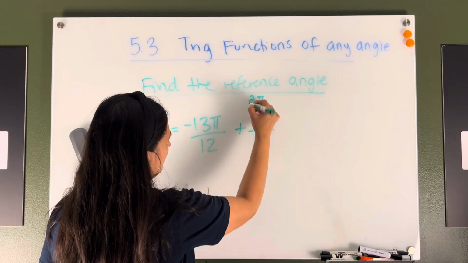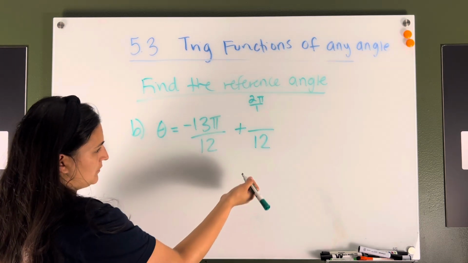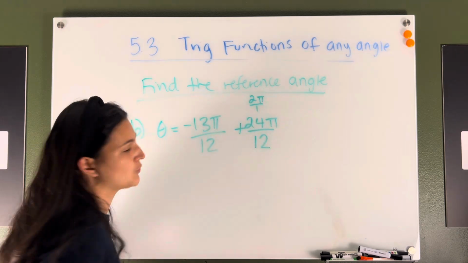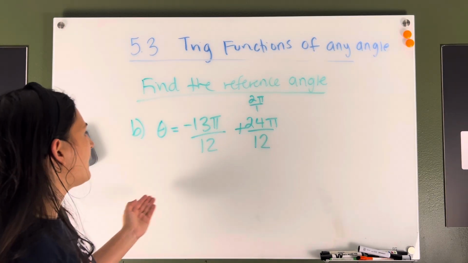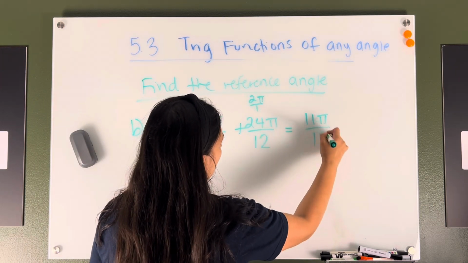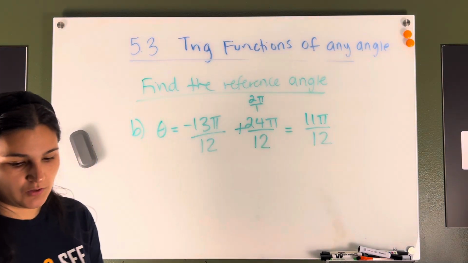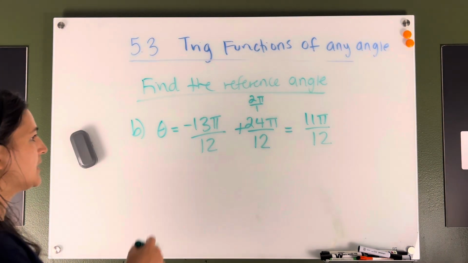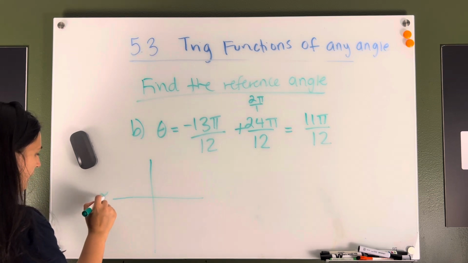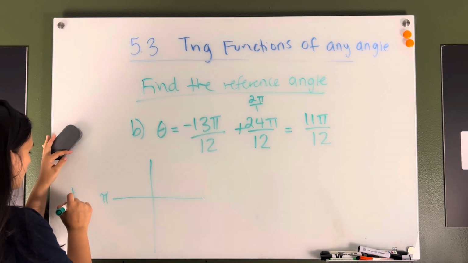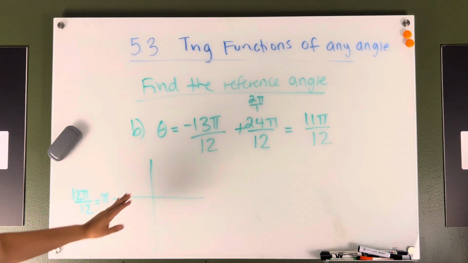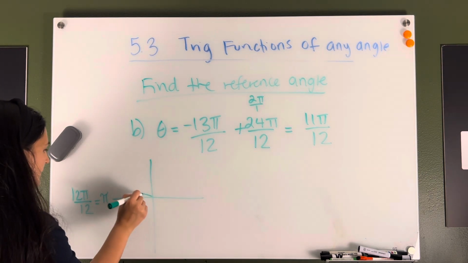But of course I want it to have a denominator of 12, so 1 times 12 is 12, so 2 times 12 is 24, right? So 24 pi over 12 is 2 pi. Now we have the same denominator. When I add, I'll get 11 pi over 12, which is indeed in the unit circle. Where is it? It would be in the second quadrant, because remember over here we have pi, so 12 pi over 12 is pi, and 11 pi over 12 would be before that.